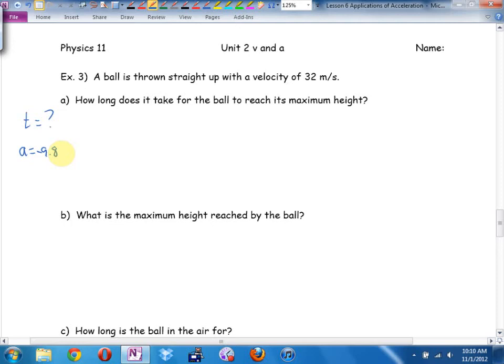What else do I know? Initial velocity. vi is what? 32. This is not enough, because I only know two things and I'm trying to find a third. I know one more thing. Does anybody see it? What's v final at the very, very top for a split second? Is it 0 for a split second? Yeah. So this is one more thing I can assume if we're talking about the top. So I'm looking for an equation that has t, a, vi, and vf in it.